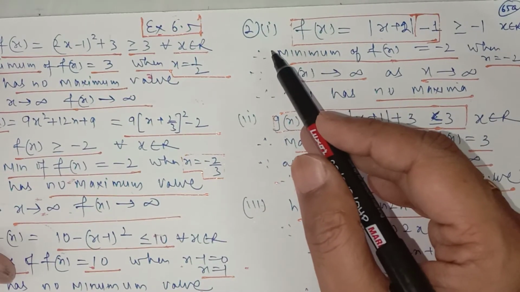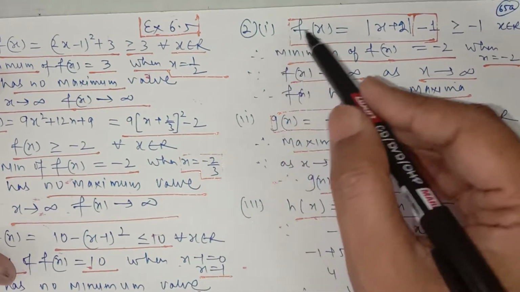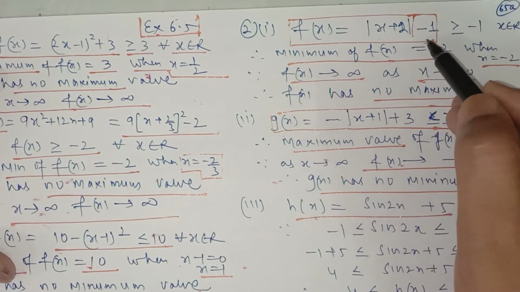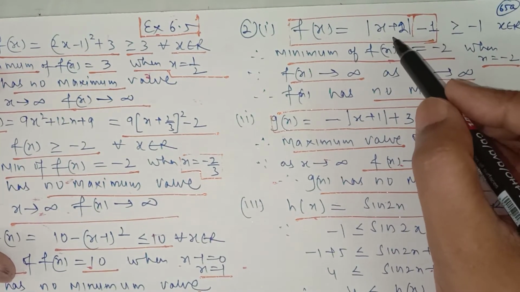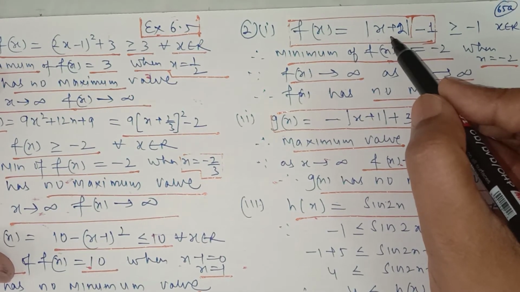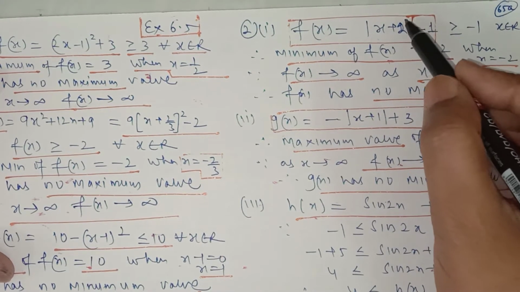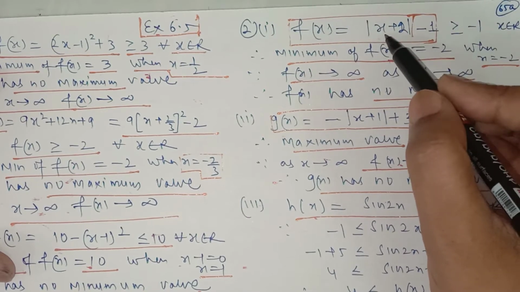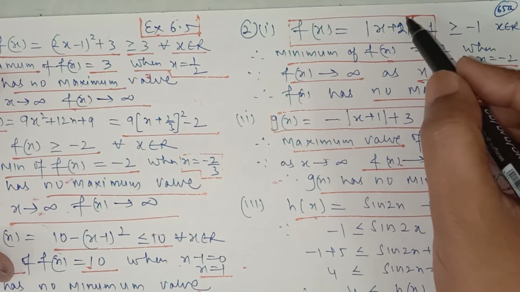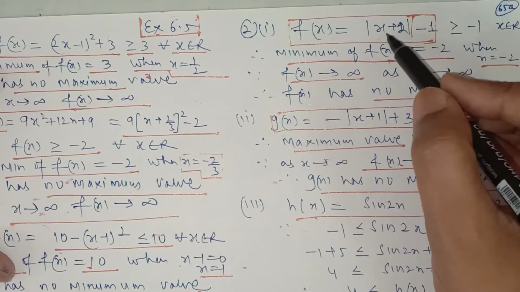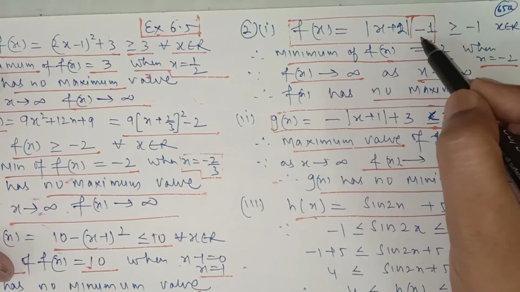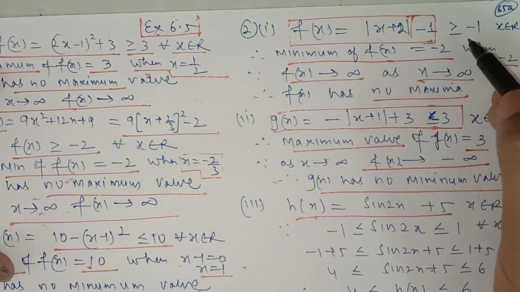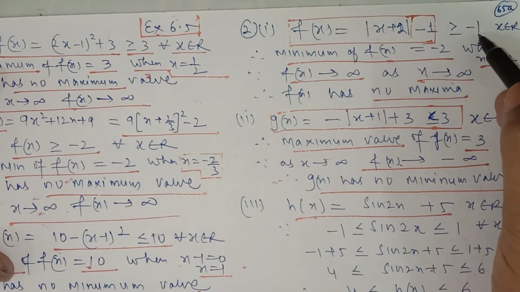Similarly is question number 2. Like this we can do. Now f(x) is equal to mod (x plus 2) minus 1. The value of this mod cannot be less than 0. The modulus sign makes the value positive, so its minimum value is 0. So mod (x plus 2) is 0 at minimum, minus 1, so 0 minus 1 is minus 1. So its minimum value is minus 1. It cannot be less than minus 1.